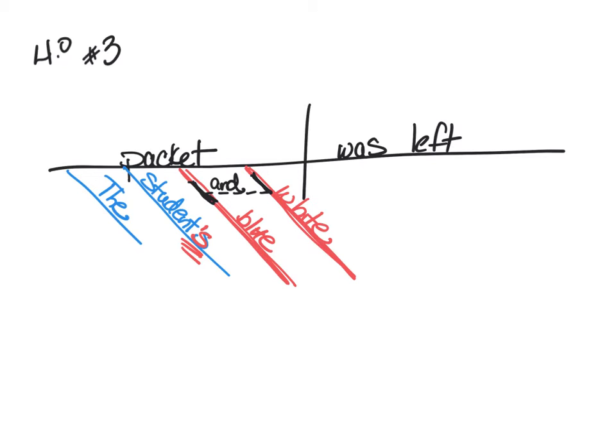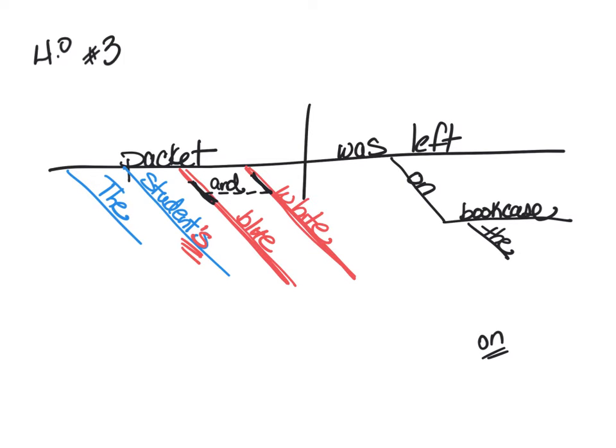Now that leaves us with on the bookcase. On, ding ding, relationship word. On the bookcase, does that describe the packet or where it was left? No, where it was left. So I put in an angle bracket, relationship word or preposition. Bookcase is my noun. And then we have the.